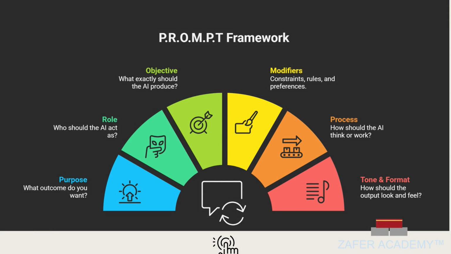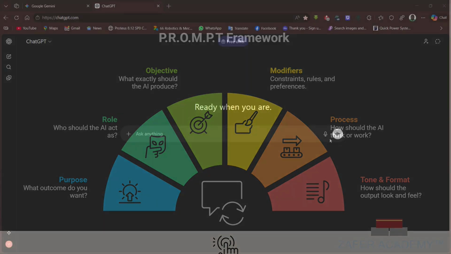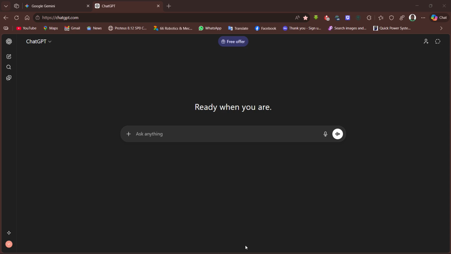We have the prompt framework. We have purpose, we have role, we have objective, we have modifiers, we have process, we have tone and format, right? Let's go through it one more time: purpose, role, objective, modifiers, process, tone and format. All right, so let's move on to ChatGPT, and then let's see how we can improve our prompting with AI.